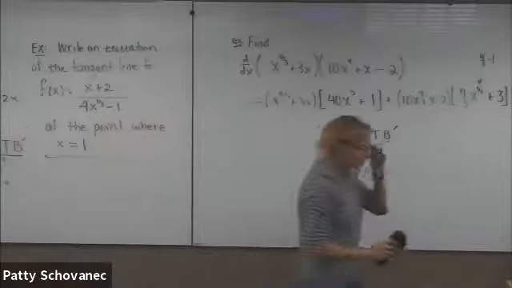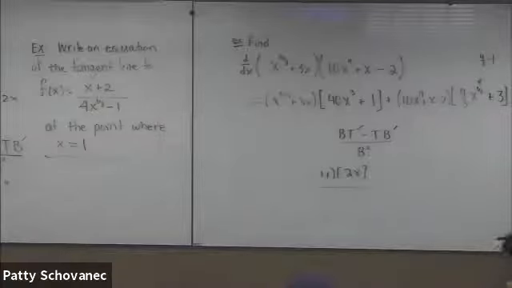All right, so let's write the equation of the tangent line to the graph of f of x is equal to x plus 2 divided by 4x to the 1/3 minus 1 at the point where x is 1.